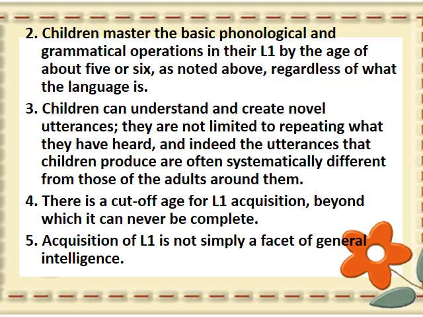The second one is children master the basic phonological and grammatical operations in their first language by the age of about 5 or 6, as noted above, regardless of what the language is. The third one is children can understand and create novel utterances. They are not limited to repeating what they have heard, and indeed the utterances that children produce are often systematically different from those of the adults around them.